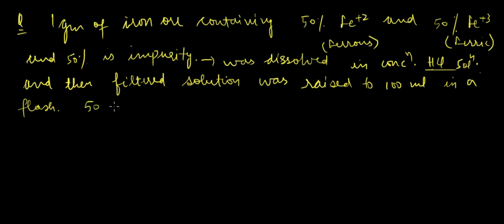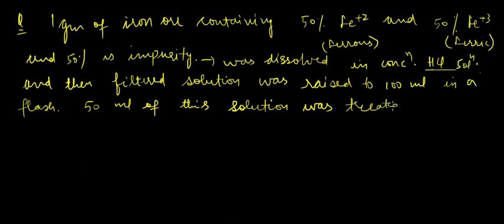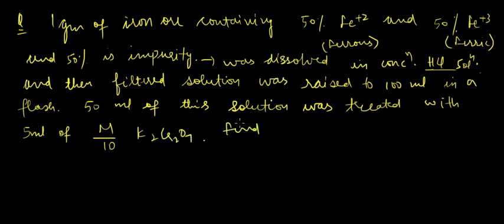And then 50 ml of this solution was treated with 5 ml of M/10 K2Cr2O7. The question is, you have to find the percentage of Fe3+ in the original ore. So let's get started with the solution part.